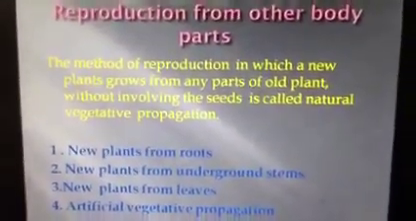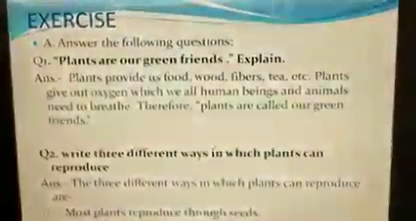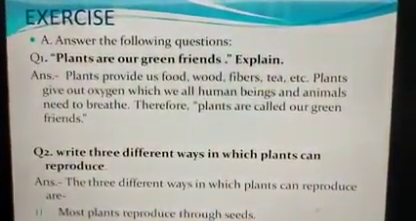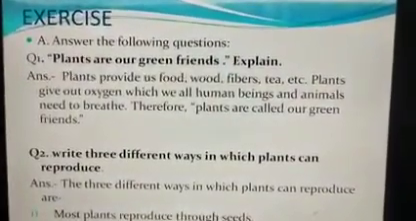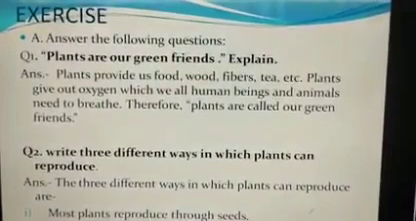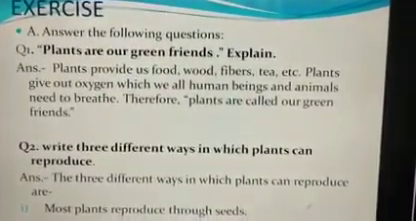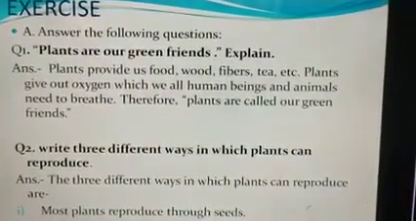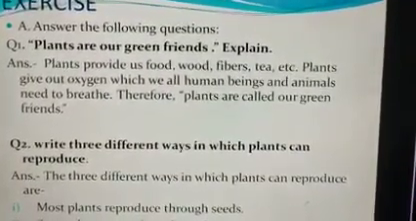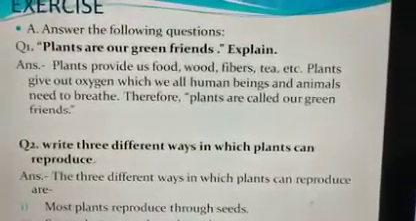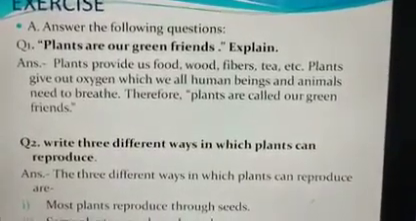Now move to the exercise. Answer the following questions. Question number 1. Plants are our green friends. Explain why plants are called green friends. Plants provide us food, wood, fiber, tea, etc. Plants give out oxygen which all human beings and animals need to breathe. Therefore, plants are called our green friends.